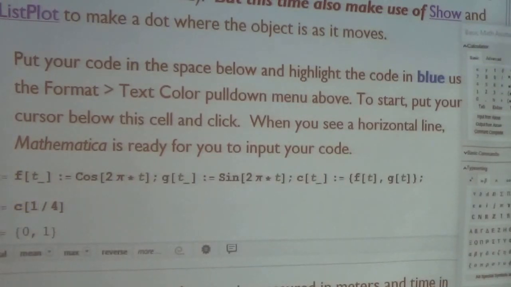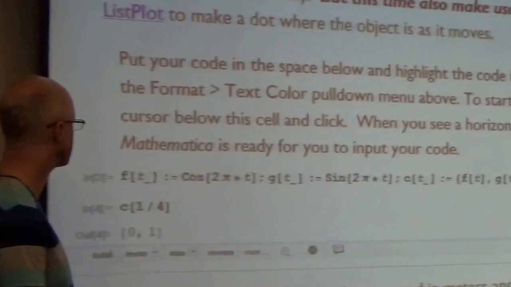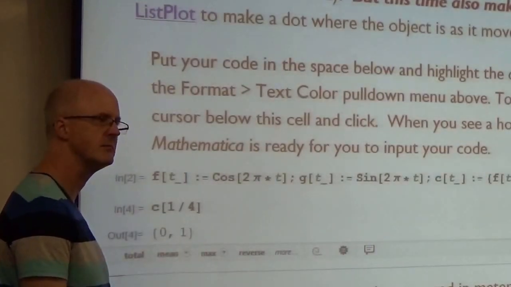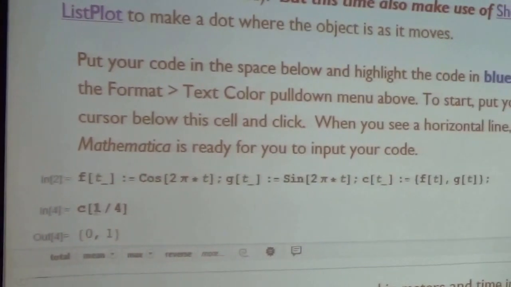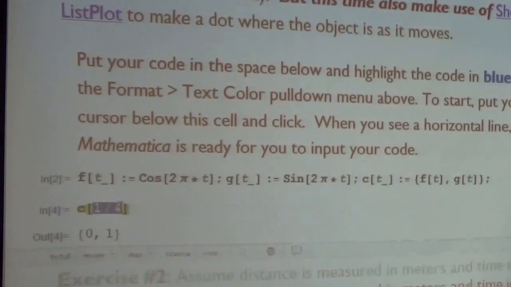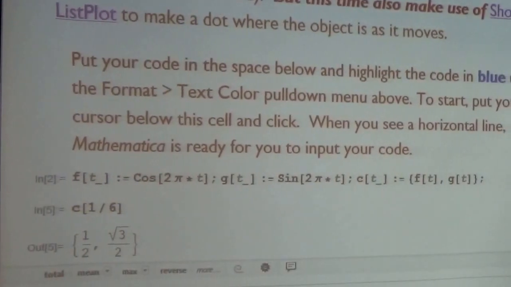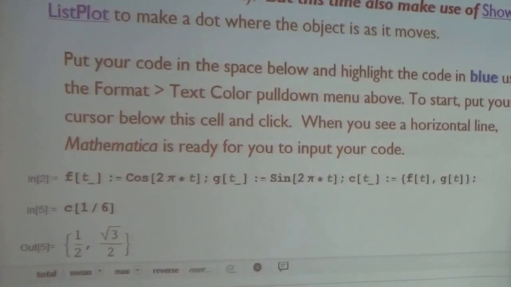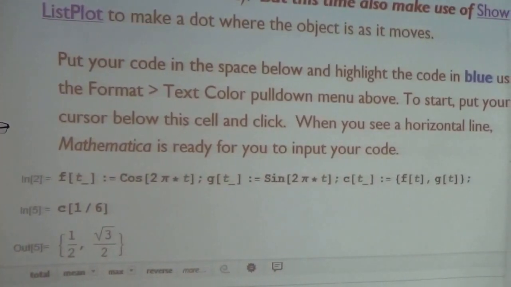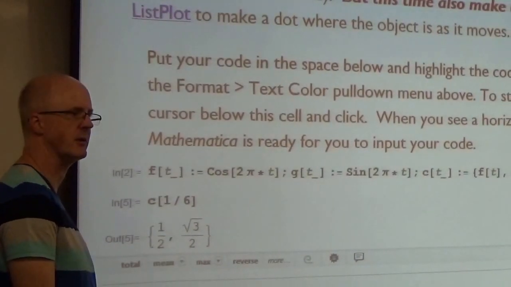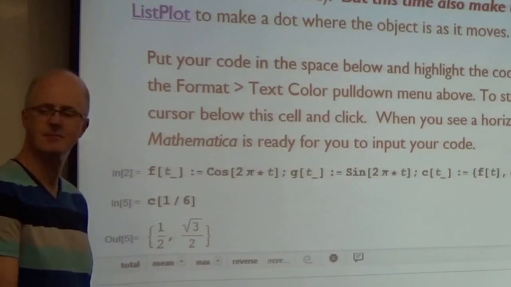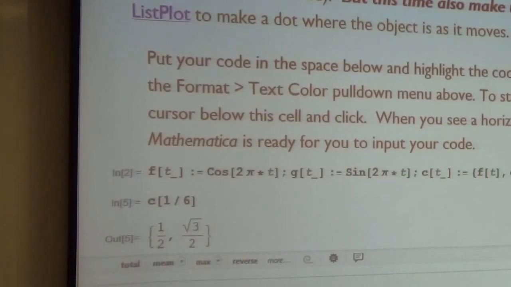Now it simplifies because 1/4 times 2 pi is pi over 2. Cosine of pi over 2 is 0. Sine of pi over 2 is 1. One-sixth times 2 pi is pi over 3. Cosine of pi over 3 is 1/2. Sine of pi over 3 is square root of 3 over 2. You don't have to enter that like I did. I was just doing that to illustrate.